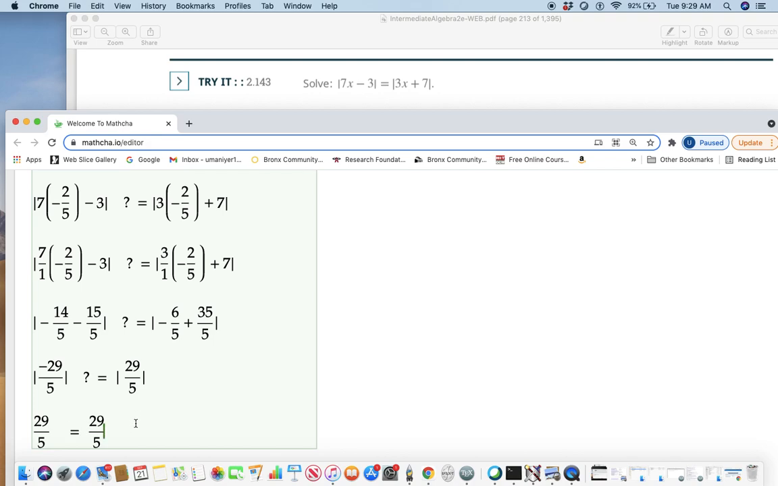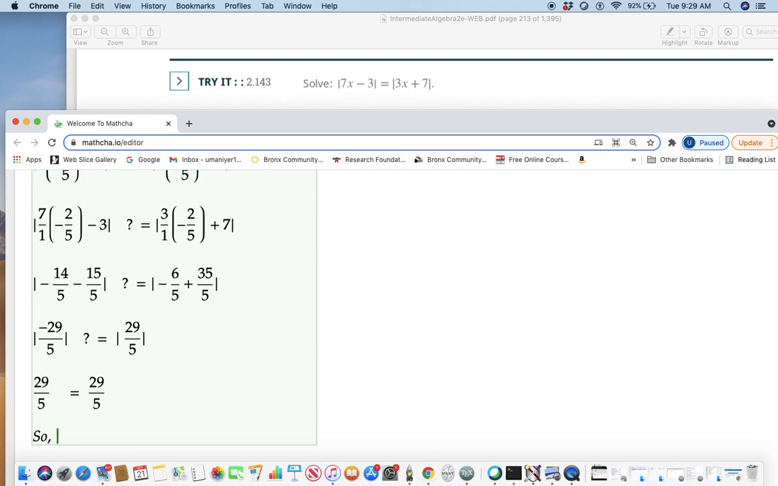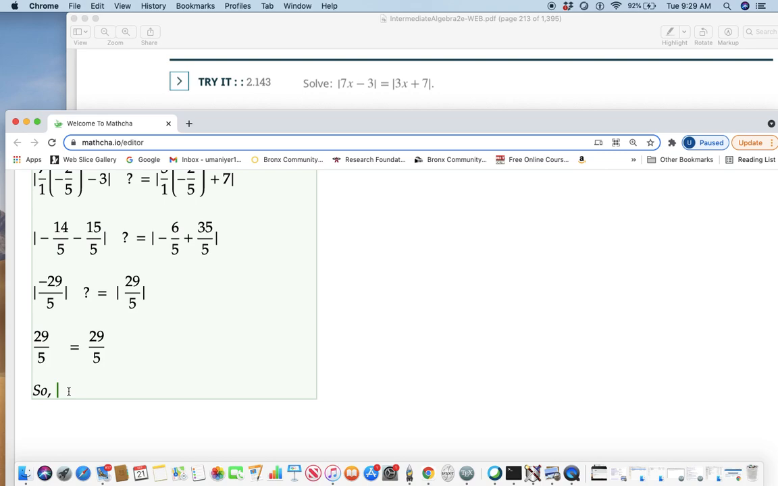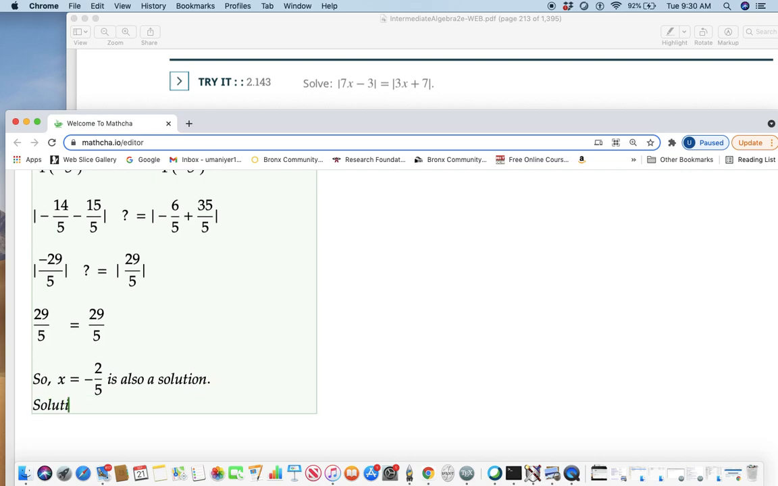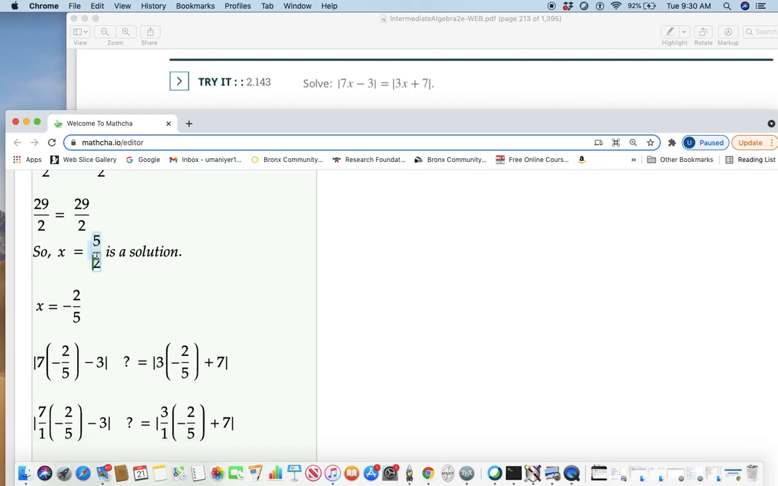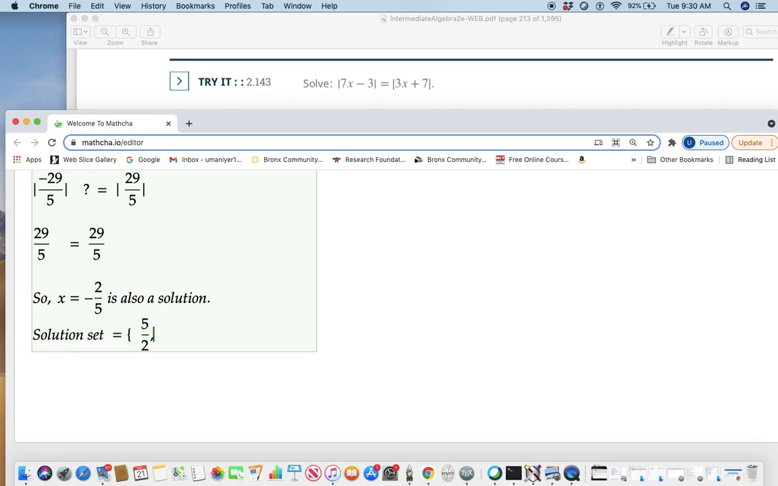So that's it. Nothing to check. They are indeed equal. So what do we know? x equals negative 2/5 is also a solution. So what do we have now? Solution set. One is 5/2. The other is negative 2/5.